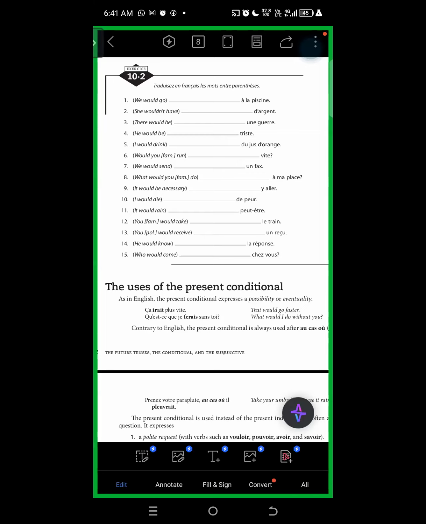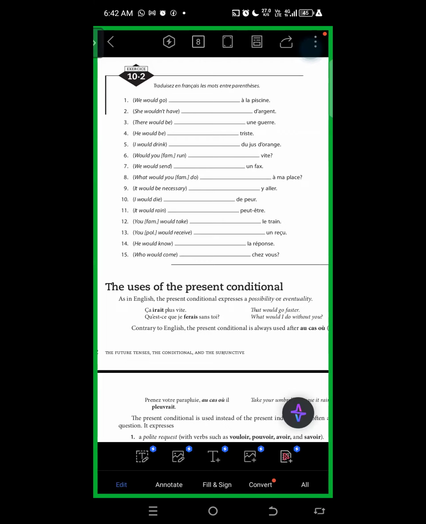Il saurait la réponse. He would know the answer. Who would come? Qui viendrait? The question is who would come? Qui viendrait? Who would come? Qui viendrait?